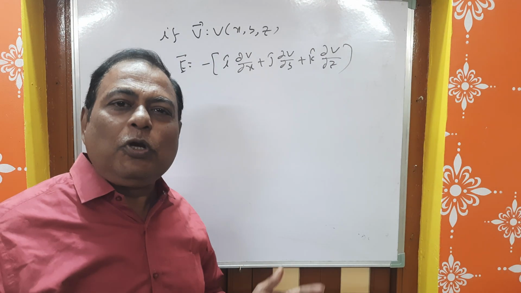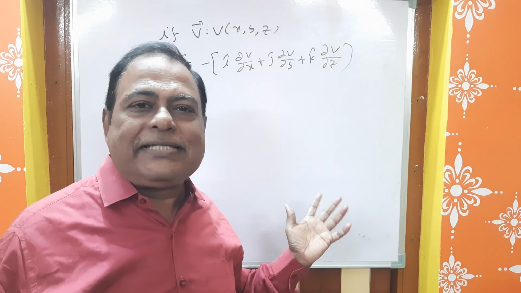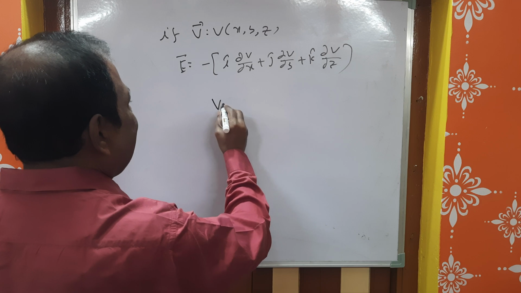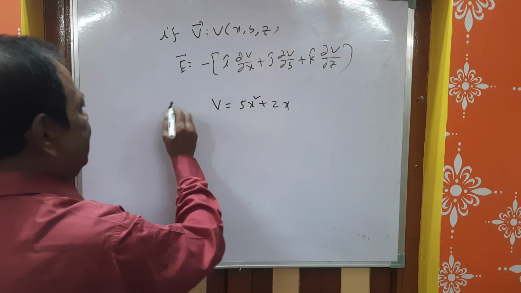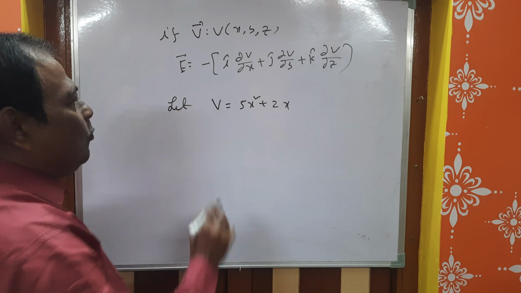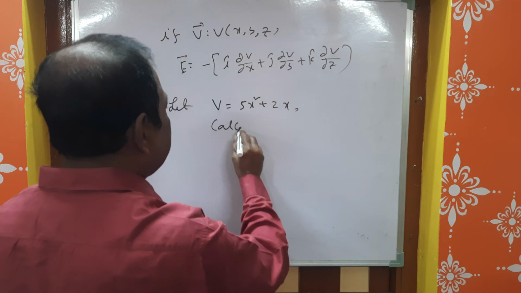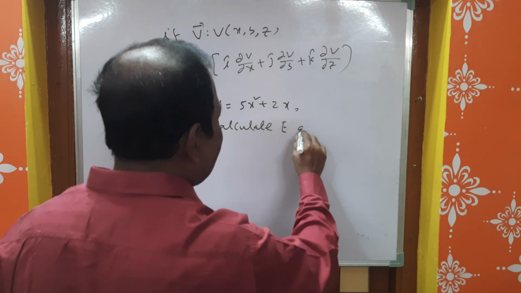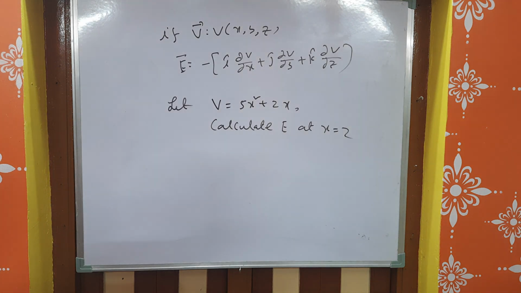Suppose we can do some numericals, very much important for your ICSE exam, CBSE exam. Suppose we consider V is equal to 5x square plus 2x. Let potential be 5x square plus 2x. Calculate the electric field intensity at x is equal to 2. This is a question.